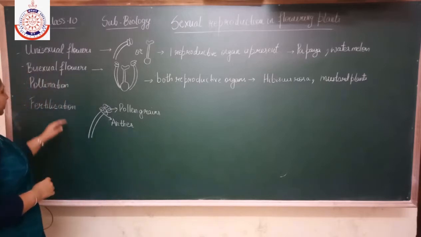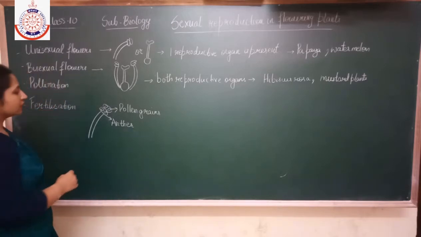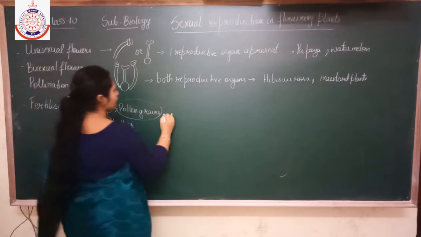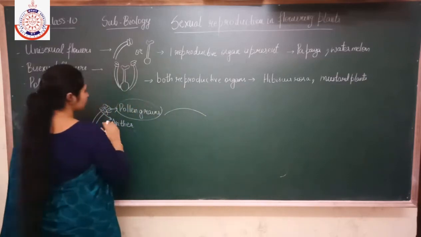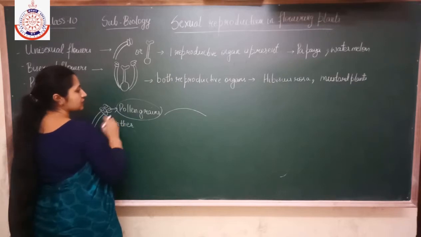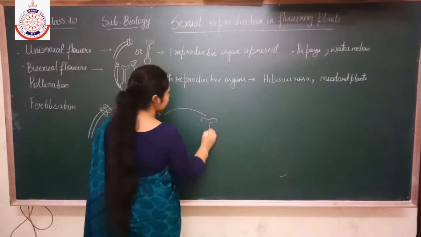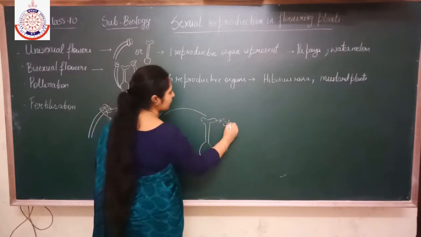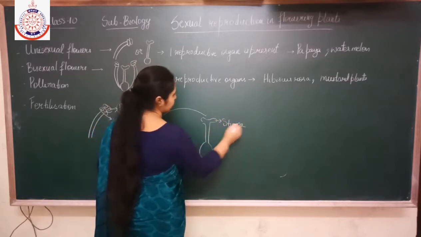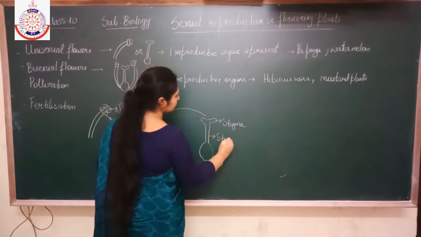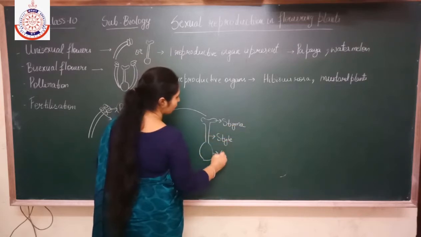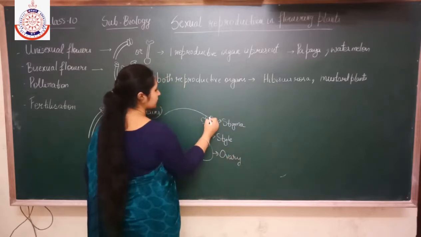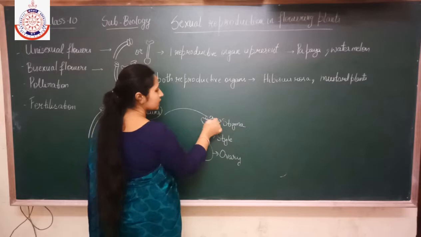Okay, and what happens in the case of pollination? These pollen grains transfer from the anther of the stamen to the stigma of the carpel. This region is known as the stigma. This is the style and this is the ovary. So pollen grains transfer to the stigma region.